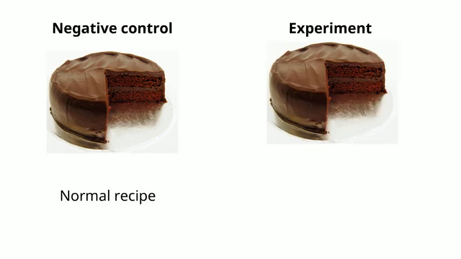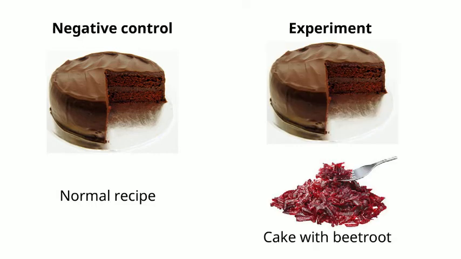This is your negative control. It sets a standard if you do nothing to alter the recipe. So you can now compare the beetroot enhanced cake with the normal one and see if there really is a difference. Let's now look at some more scientific examples.